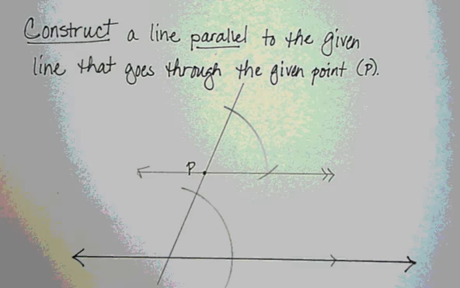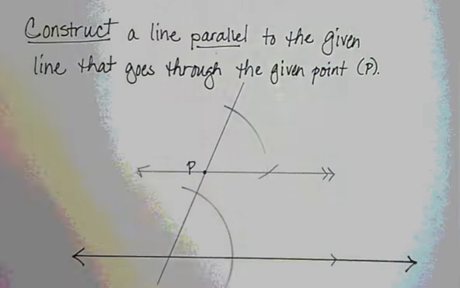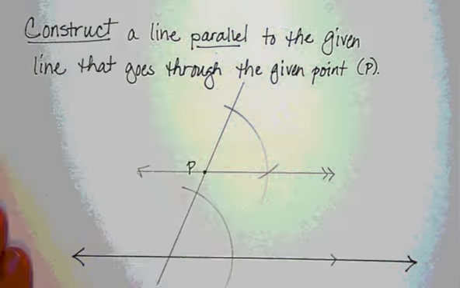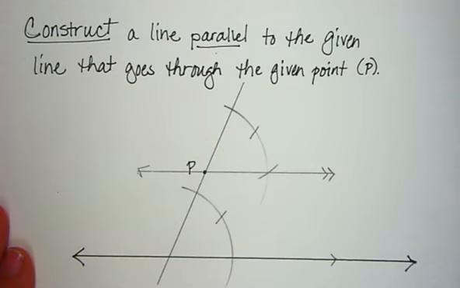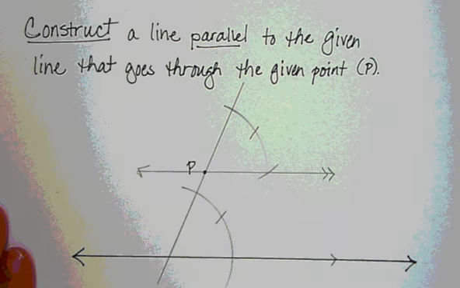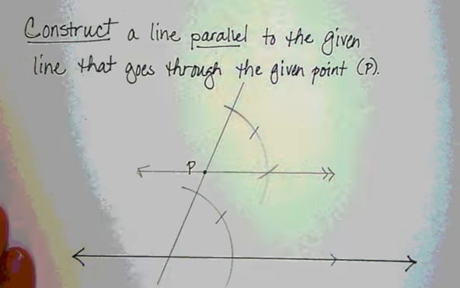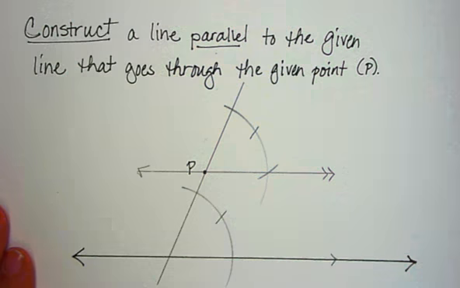How do I know they are parallel? Well, what I've done is I've actually constructed these two angles here to be congruent. Since they are corresponding angles, I know that since those corresponding angles are congruent, the lines must be parallel.